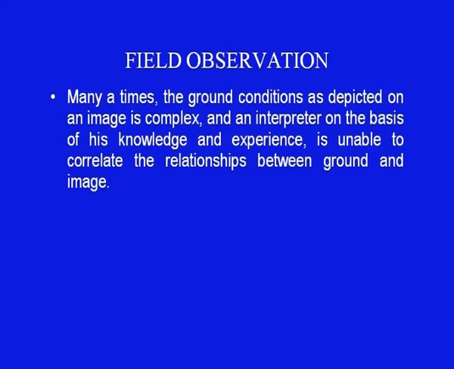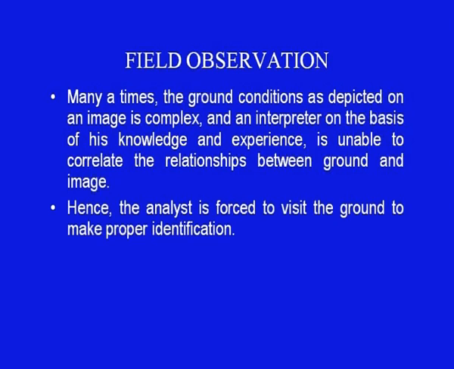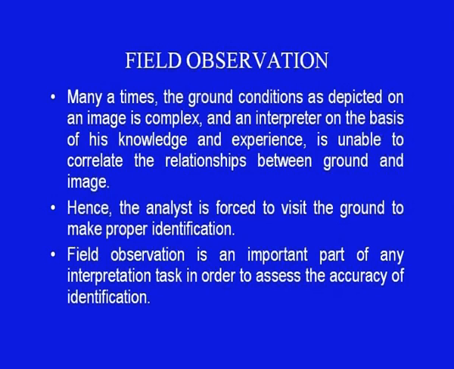First is field observations. Many a time the ground conditions as depicted on an image are complex, and an interpreter, on the basis of his or her knowledge and experience, is unable to correlate the relationships between the ground and the image. Hence, the analyst is forced to visit the ground to make proper identifications. Field observation is an important part of any interpretation task in order to assess the accuracy of identification.